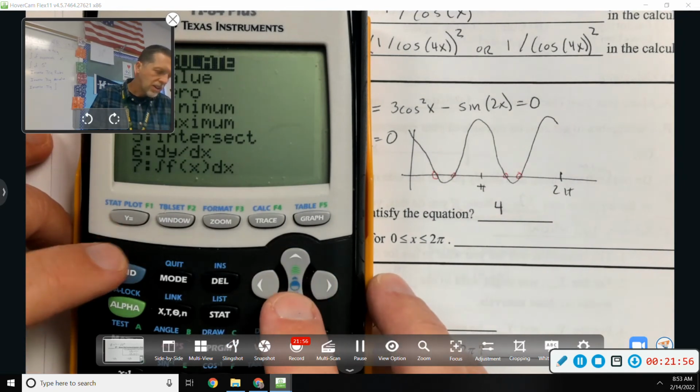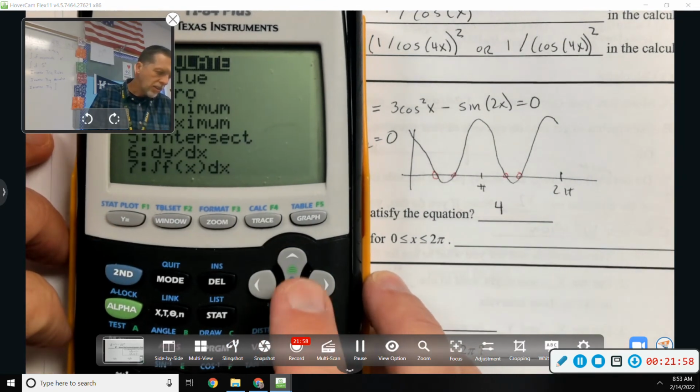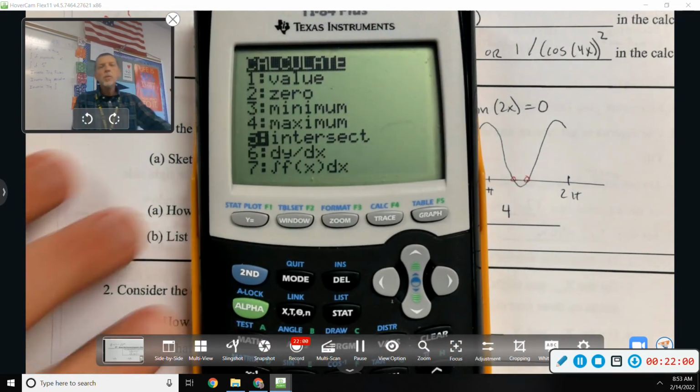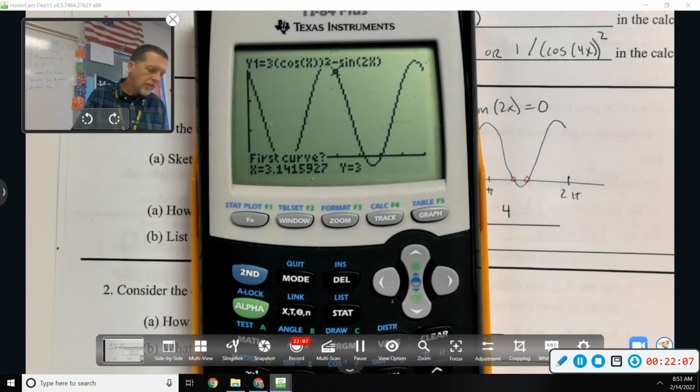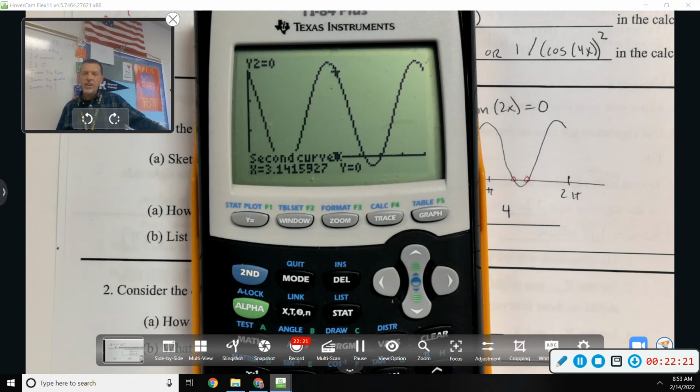Second calc, I want the intersection. If you remember that far, the calculator will walk you through the rest of the steps. So I want an intersection. First curve, question mark. I can pick which curve I want to be the first curve, but if you've only got 2 in there, don't press anything. It defaults to the first curve being y1. So press enter. Second curve, question mark. Let's use the second curve, y2. Again, it defaults to the right one, so we'll just enter again.